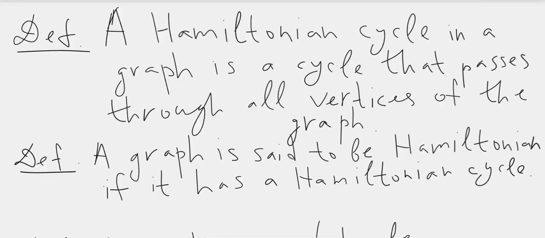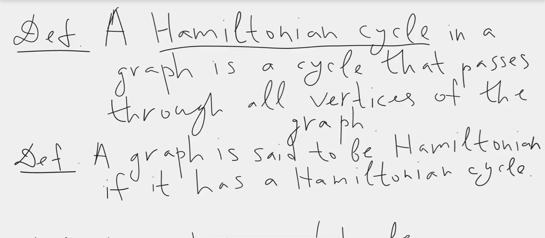In this video, I'm going to talk about Hamiltonian graphs and its connection to biconnected graphs. So first, several definitions. A Hamiltonian cycle in a graph is a cycle that passes through all vertices of the graph.